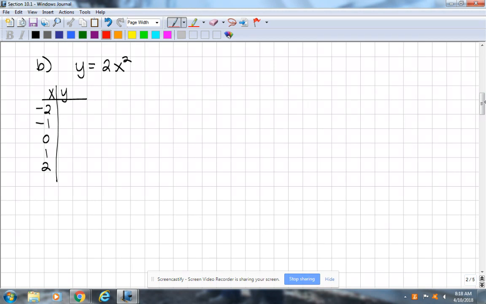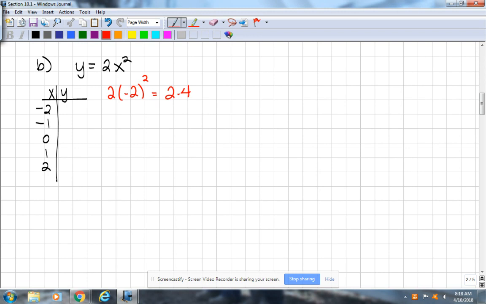And then we're going to start plugging in our x values to get our y values. So I'm going to start with 2 times -2 squared. Now, y'all, order of operations, what comes first, multiplying or raising to a power? Raising to a power. So make sure you do the square part first. So what is -2 squared? 4, and 4 times 2 is 8.